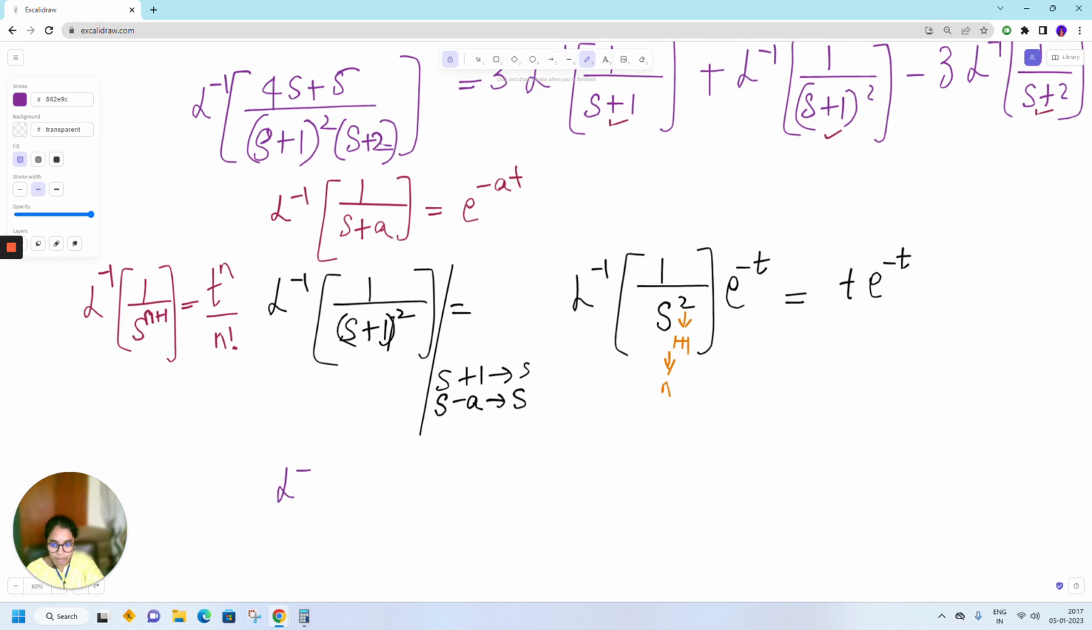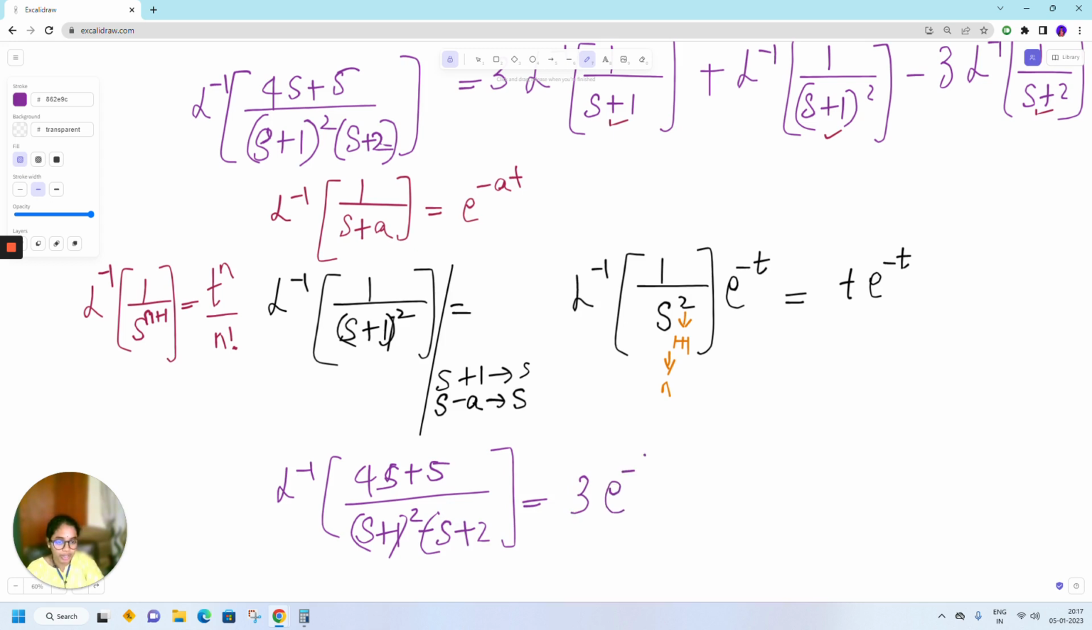So what would happen to our Laplace inverse, our main question? That is Laplace inverse of (4s plus 5) divided by (s plus 1) the whole square into (s plus 2). This is equal to 3 will remain as it is. As I told you, I can write this as e power minus t plus Laplace inverse of 1 divided by (s plus 1) whole square is t e power minus t minus 3 into e to the power minus 2t.